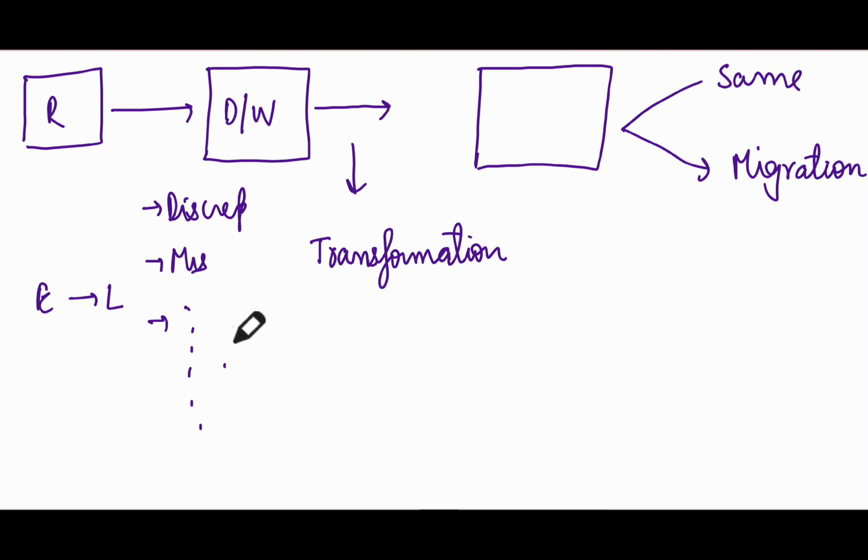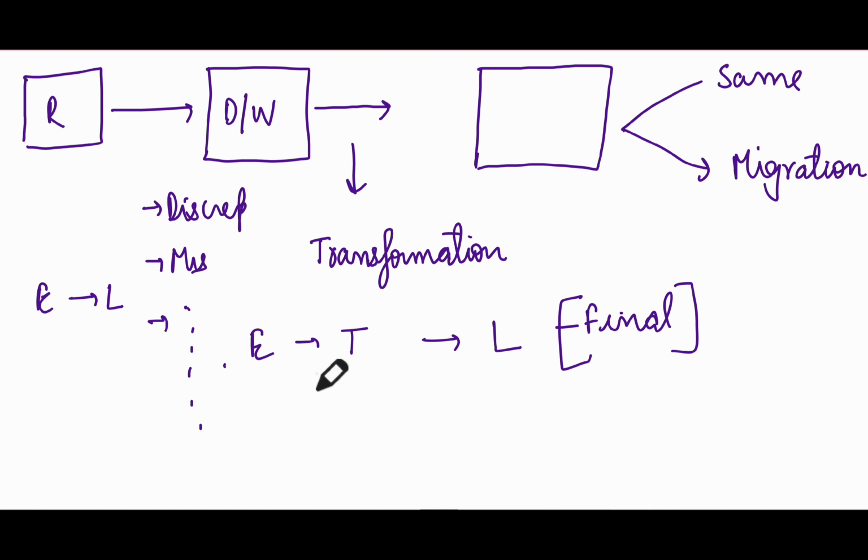So you extracted the data from here, you transform the data, and now you have to load it to whatever server is your final destination, where your analysts are going to use that particular data set. So this is called the ETL process: extract, transform, load.